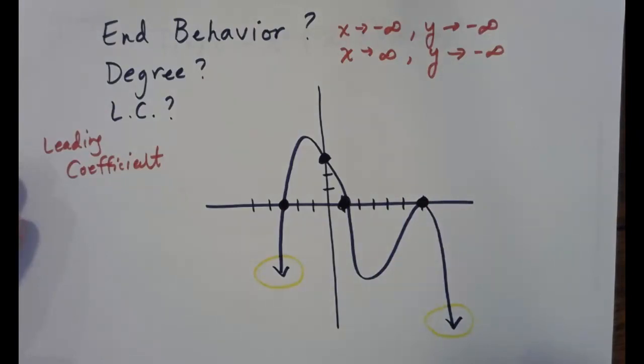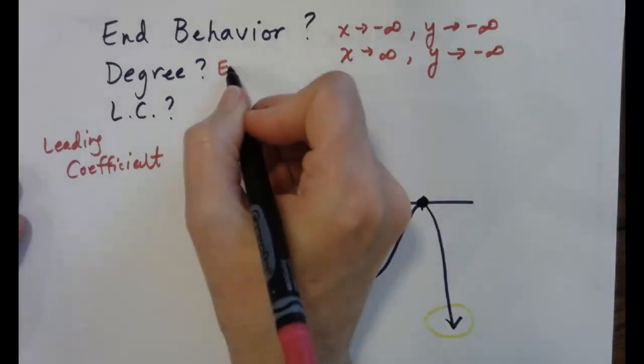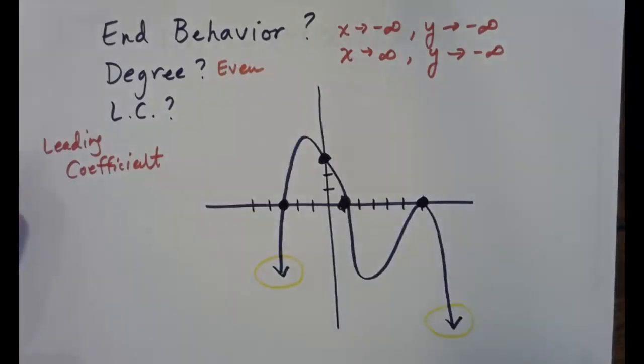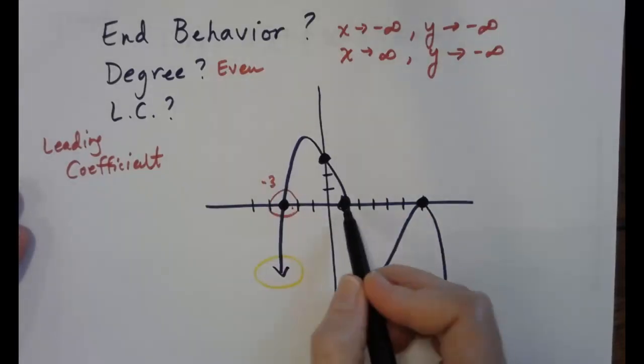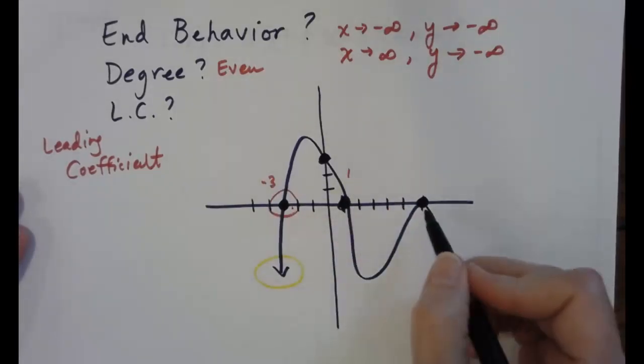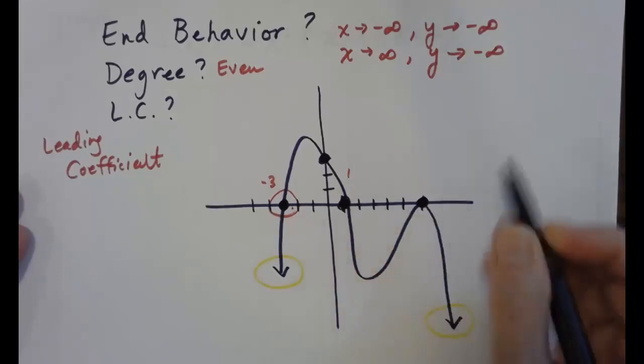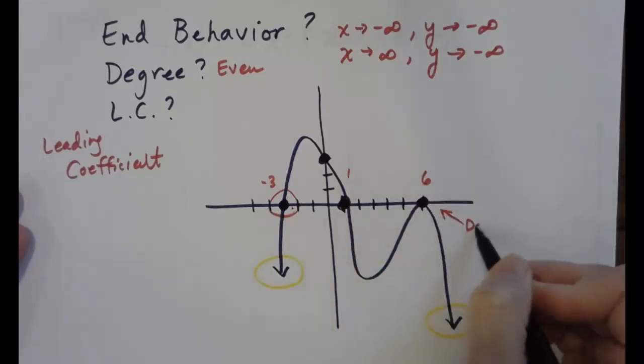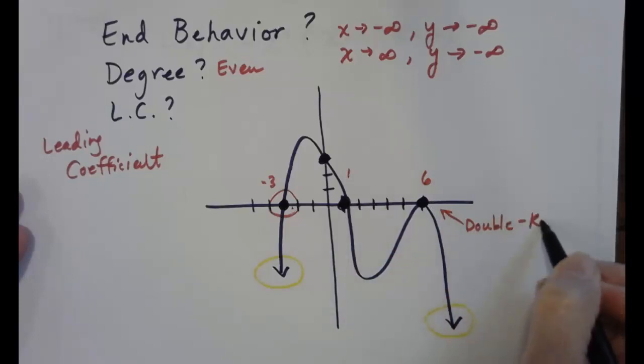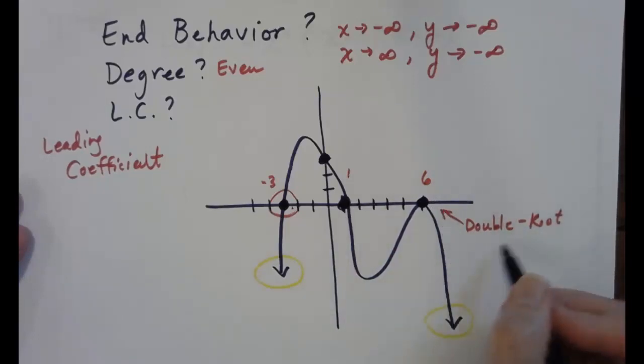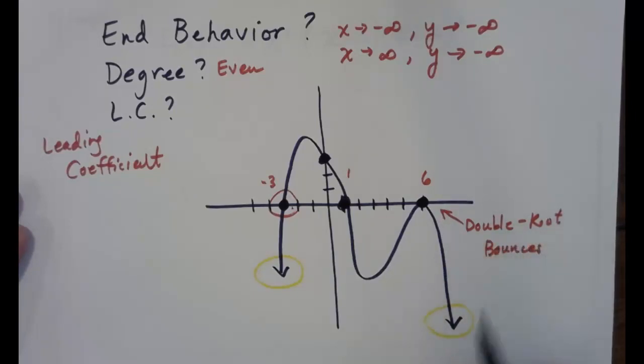Now, the next thing I can see here is that this particular function must have an even degree. It's got an even degree because both ends are going down. We can also see more about this function because we have a 0 at negative 3, another 0 at positive 1, and then a double root at 6. I know it's a double root because it bounces. It bounces at a double root, or in that case, just an even root.